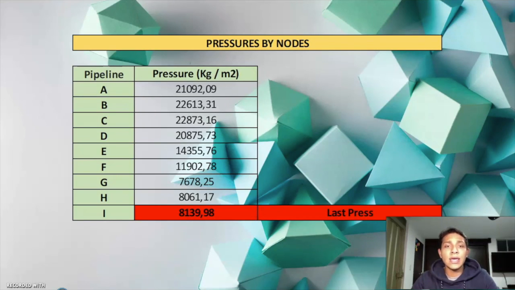You can see the pressure in each node, A to E, and the last pressure is obtained at point E.